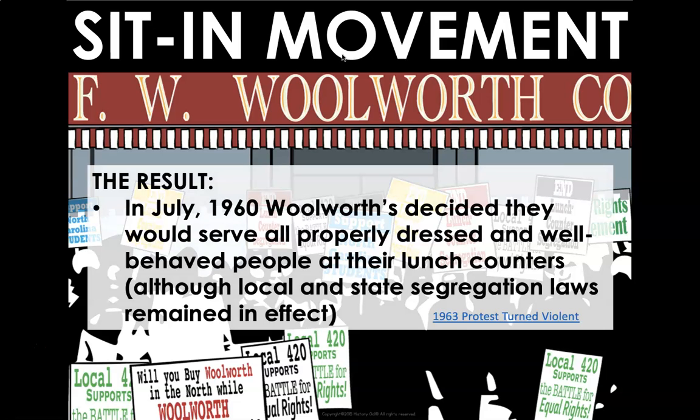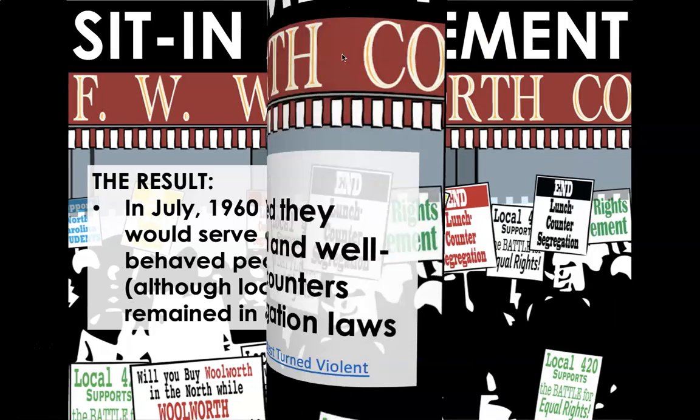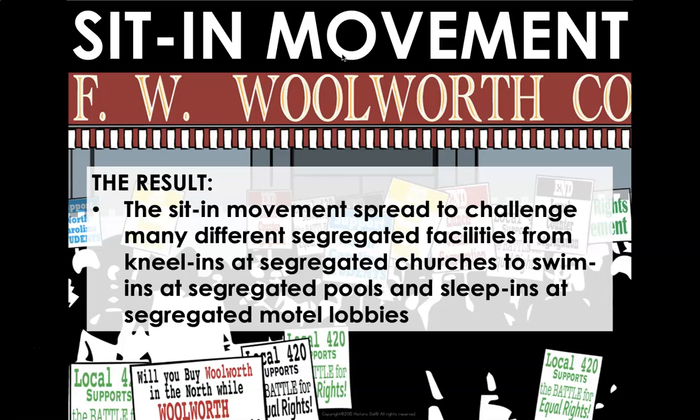The results. In July of 1960, Woolworths decided they would serve all properly dressed and well-behaved people at their lunch counters, although local and state segregation laws remain in effect. So they actually made a dent in their goal. Their goal was for desegregation. Woolworths decided that they would actually serve everybody, despite what the law said. The result, again, the sit-in movement spread to challenge many different segregated facilities, from kneel-ins at segregated churches to swim-ins at segregated pools and sleep-ins at segregated motel lobbies.